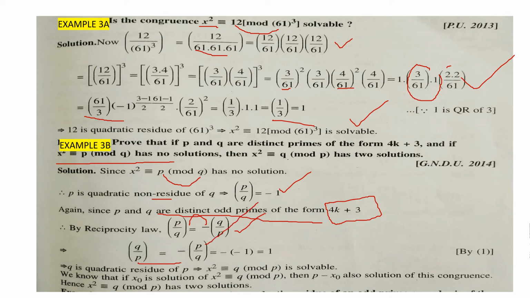So q upon p is equal to 1. It means that x squared is congruent to q mod p is solvable. So it means this equation has two solutions. Hence we have proved this one.